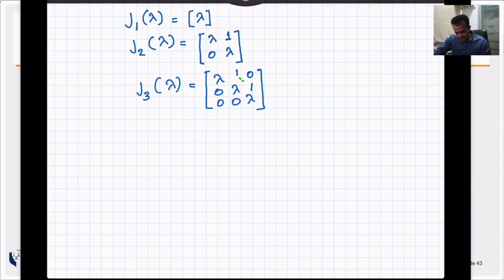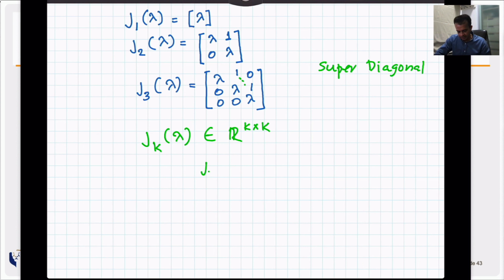Okay, so I have this thing here that is called a super diagonal. That is one column to the left and one row above the diagonal, the main diagonal. That is called the super diagonal. So I have the repeated eigenvalue along the diagonal and 1 in the super diagonal, and that is the Jordan form. So you can write it for any one of them. Jk lambda will be a k by k matrix, and the diagonal element Jii will be lambda. The super diagonal will be just 1.